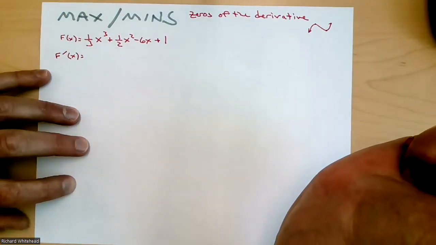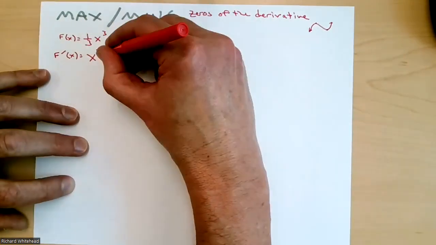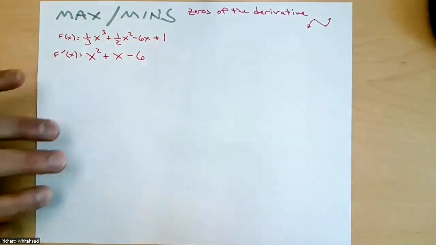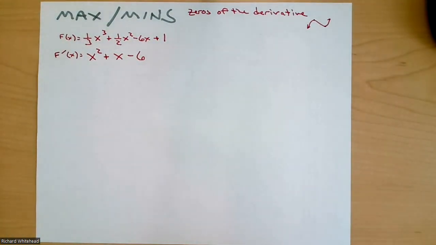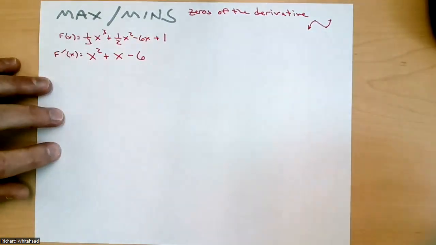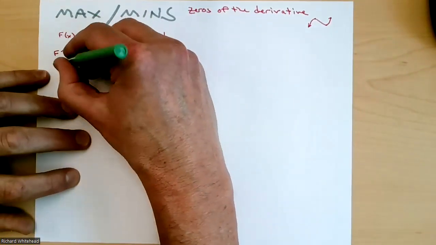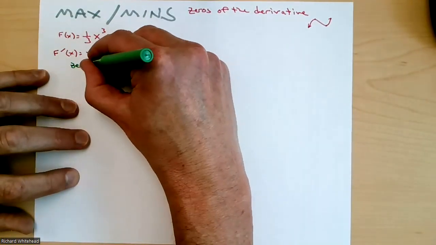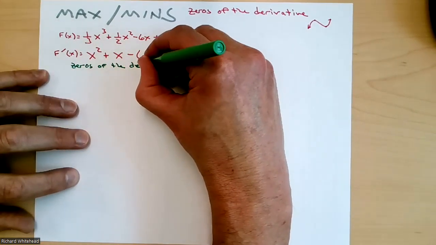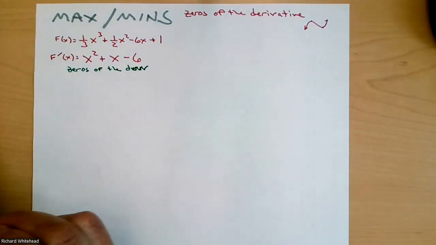Duh, we're doing calculus, so we're going to find the derivative. So the derivative is x squared plus x minus 6. Oh, man. And now we've got to find the zeros of this, the zeros of the derivative. I love this stuff. This is so cool. And you're going to be doing this so much next year.